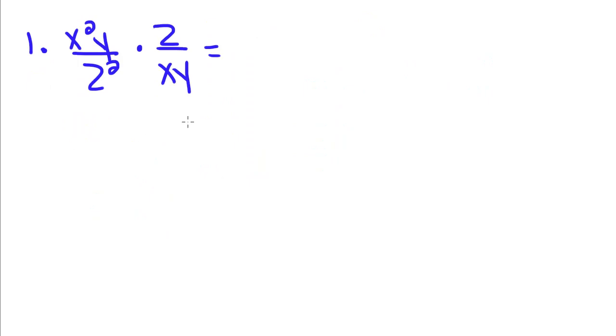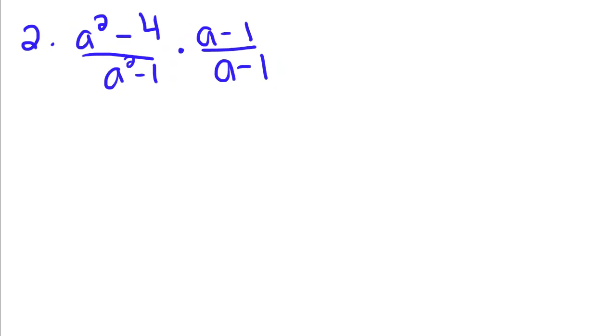So when it's just monomials like this, you can cancel diagonally. So this Z is going to cross out with one of these Z's, this X with one of these X's, and this Y with this Y. So then we get X over Z, and that's all that's left.